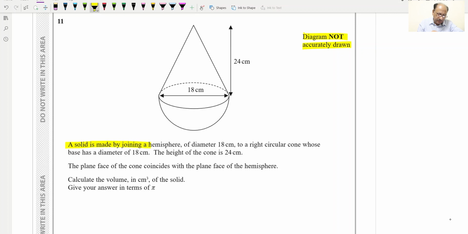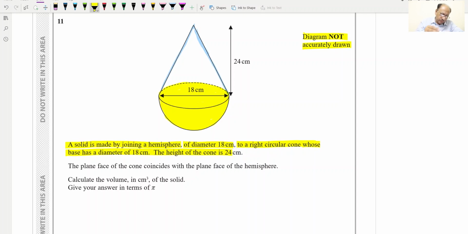A solid is made by joining a hemisphere, and hemisphere is where? Hemisphere portion is basically this one. This is the hemisphere, and the hemisphere has diameter 18. To this is joined a circular cone whose base has a diameter of 18, so the upper portion is a cone. This is basically a cone, and the base has a diameter of 18.